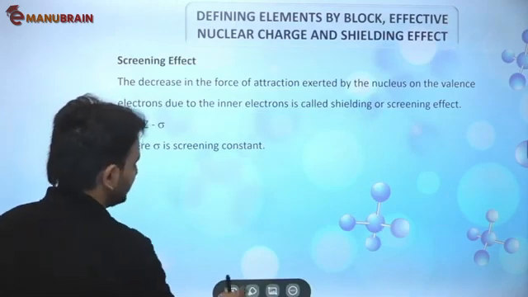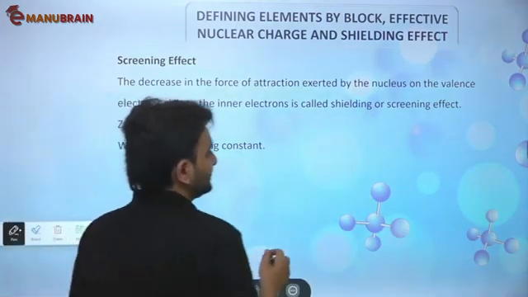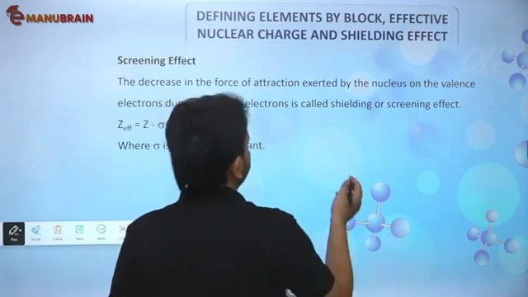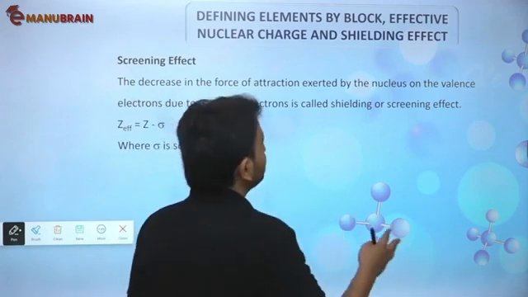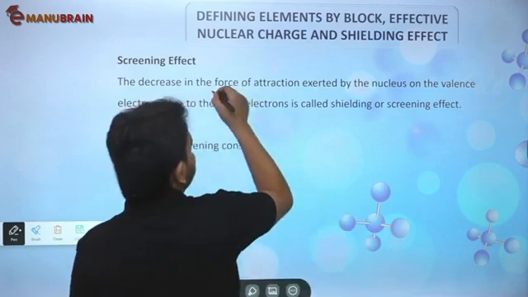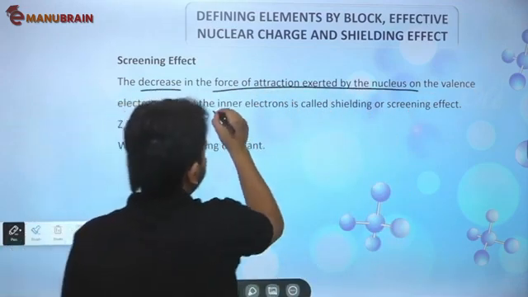So screening effect is basically the decrease in the force of attraction exerted by the nucleus. The effective nuclear charge becomes lesser and lesser as we move further away from the nucleus. As the shell number increases, the attraction force from the nucleus is reduced due to the inner electrons.